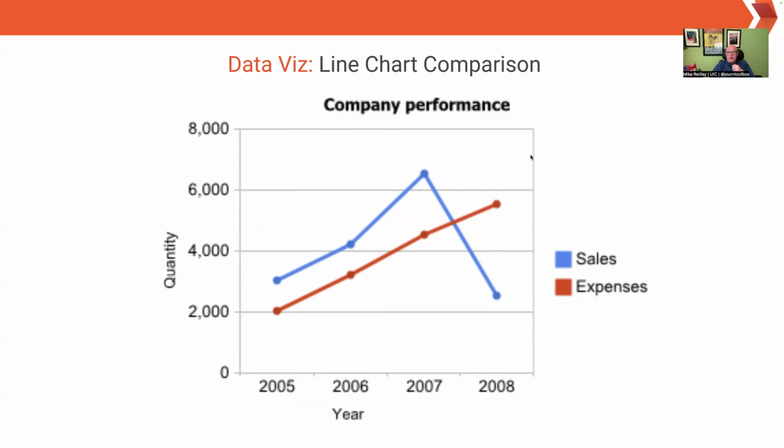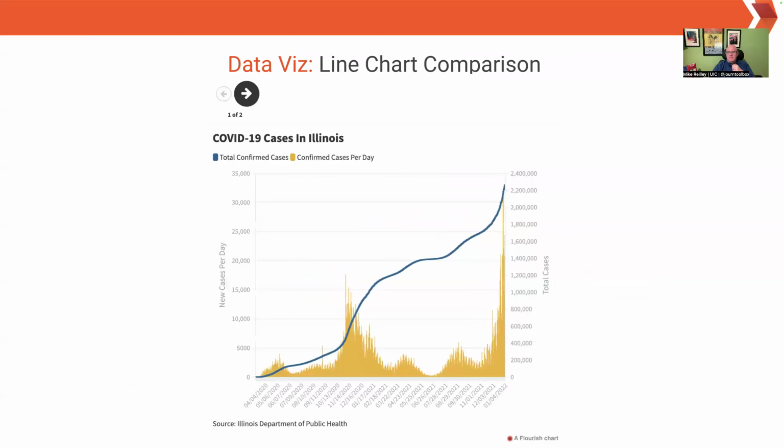It needs a label over here for that because you can't measure it off of the same scale because one is money, one is sales numbers over here. Could be sales dollars, but it looks like it's sales quantity because it says quantity right here.